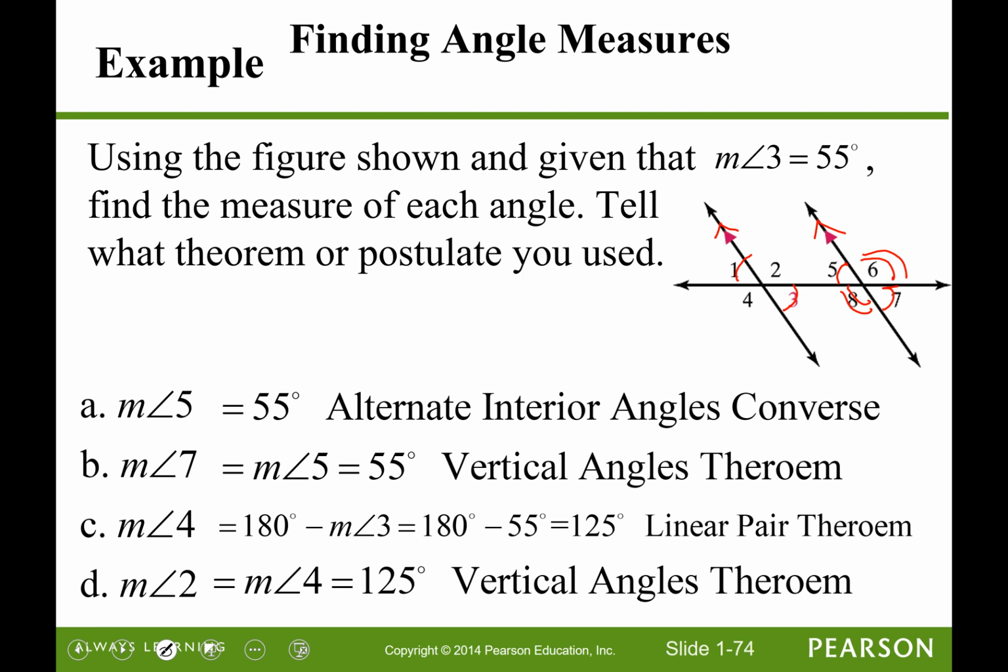3 and 4 are a linear pair, so that'll tell you the measure of angle 4. And then 2 and 4 are vertical angles, so that'll give you the measure of angle 2. So by knowing just one angle measure, you can find all 8, okay? And you're probably going to use that skill quite a few times, so look out for it.